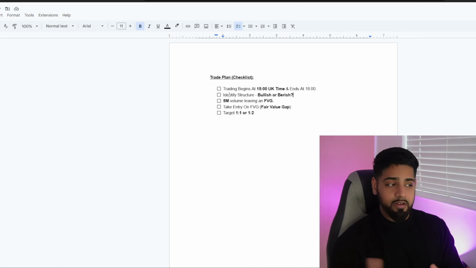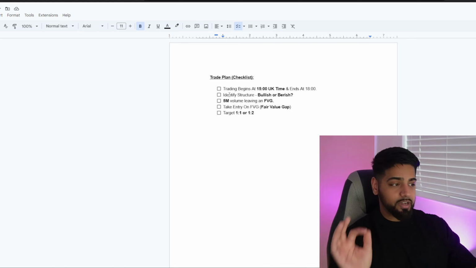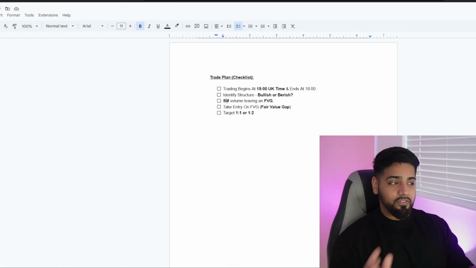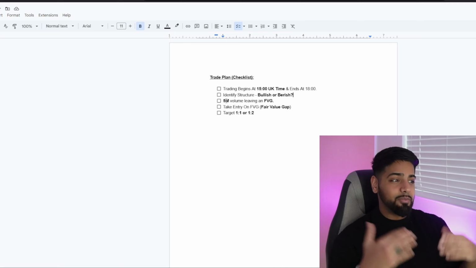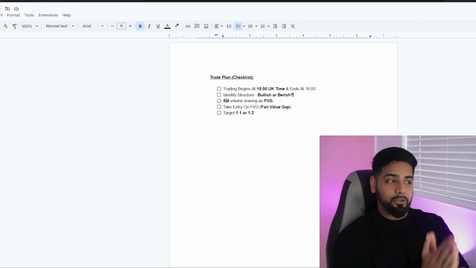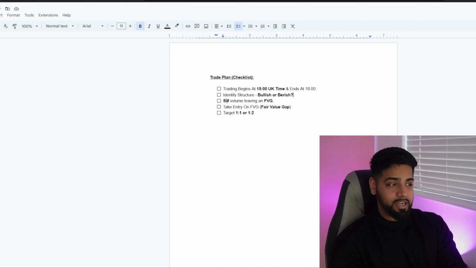Second, we have to identify structure. Are we bullish or bearish? Because we're only going to be taking trades in line with the trend. So we are only going to be taking pro-trend trades. We also want to see 5-minute volume. So we want to see a lot of volume inside of the candle, which leaves a fair value gap. Now, this will make more sense when I jump into the trade examples.